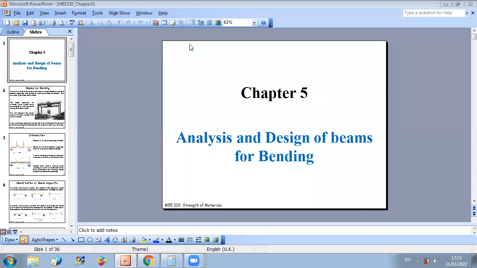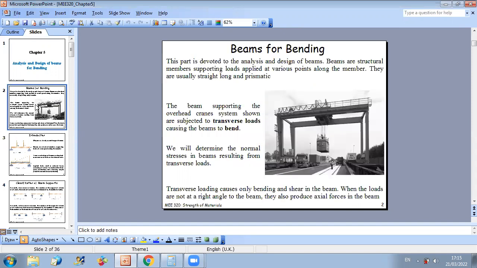In this chapter, we will continue the analysis and design of beams subjected to bending. So, as we said, we will go over analysis and design of beams subjected to bending. We have already seen that bending will result into development of bending moment in any section of the beam. And this bending moment can be created by a certain normal stress distribution.